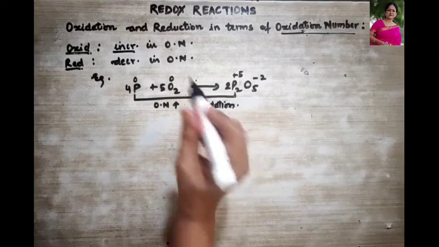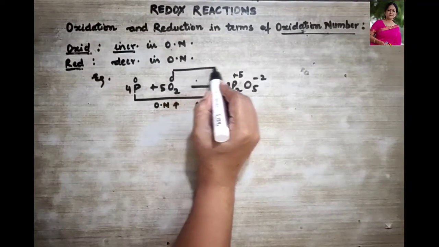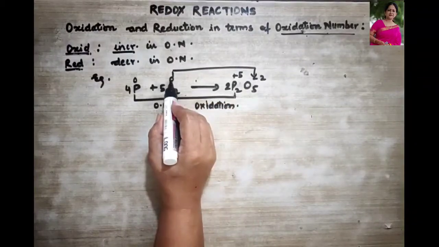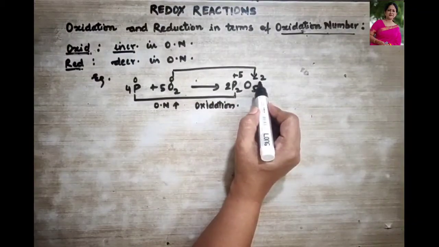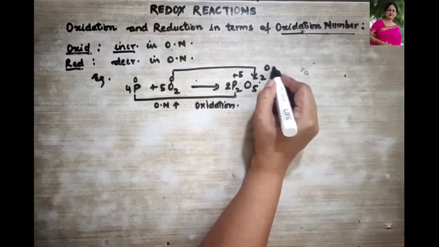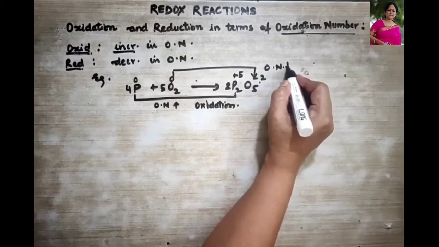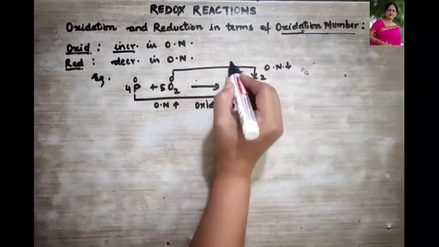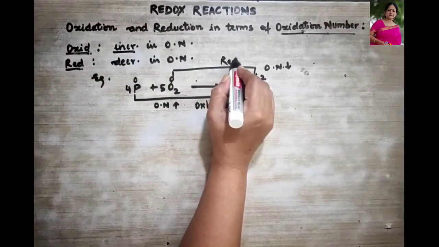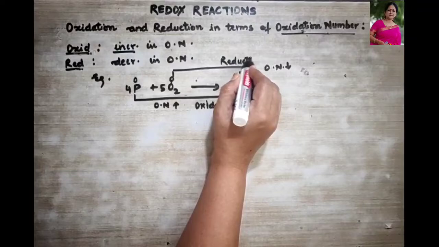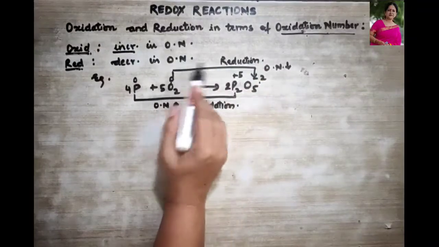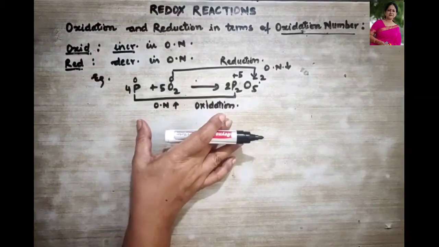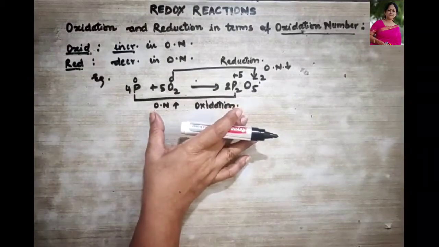Is this point clear? Now let's look at this oxygen. From 0 to minus 2 means what? That your oxidation number got reduced. So when oxidation number is reduced, what is this? Here reduction is taking place. Now tell me which one is your reducing agent and which one is your oxidizing agent.